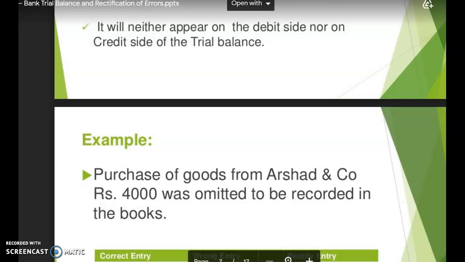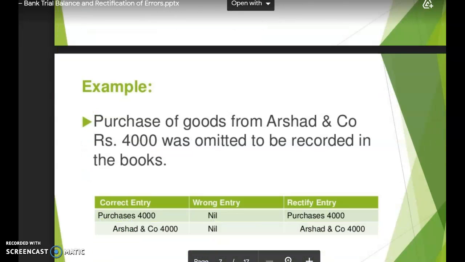Now here you see that the whole transaction has not been recorded in the books of account. So it is a type of the fully or completely omitted errors. So here we have to rectify this error. And how will this be rectified? Because the transaction has not been recorded in the books of account, we will record the transaction in the books of account. See here, the correct entry will be purchases account debit to Arshad and Company. This is the right or correct entry. But as the wrong entry has not been recorded, we will record the entry again, that is the rectify entry: purchases account debit to Arshad and Company.